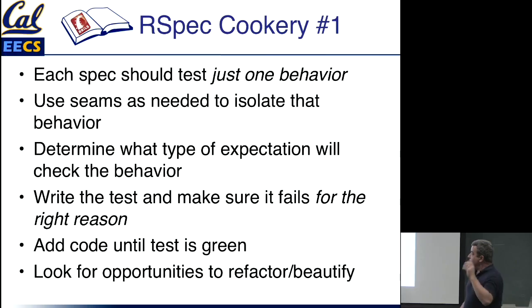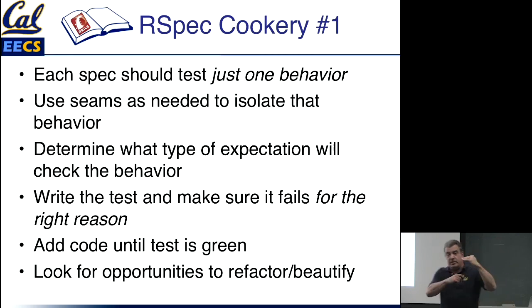Good questions, though. Each spec, which is one way to talk about a particular test in RSpec because it specifies a behavior, should test just one thing. And ideally, you use as many seams as necessary to isolate that behavior and control all the ways that it can go wrong. What kind of expectation? So what is the thing that you're checking? What is the one thing you're checking?